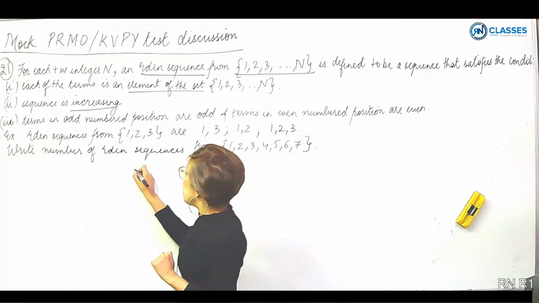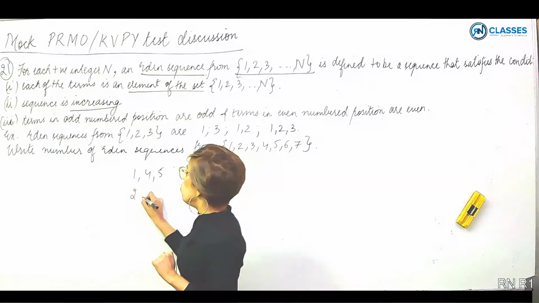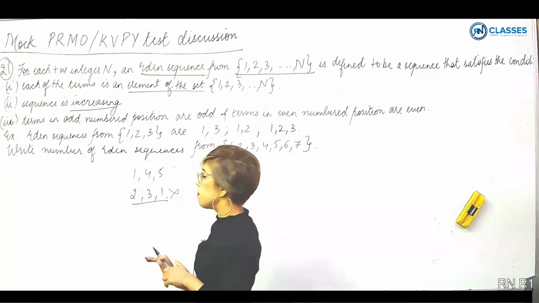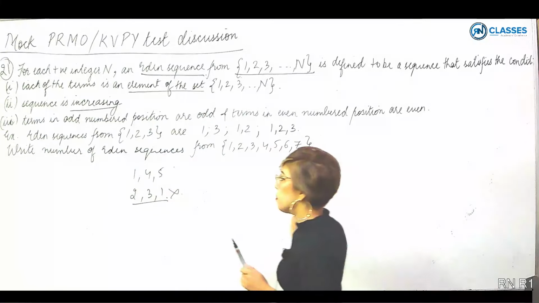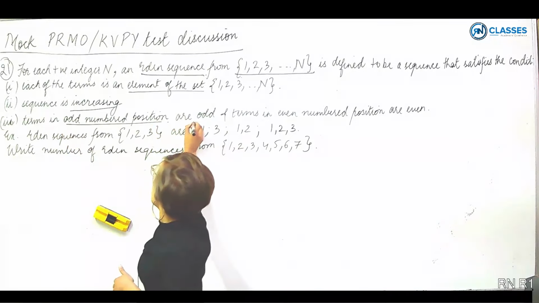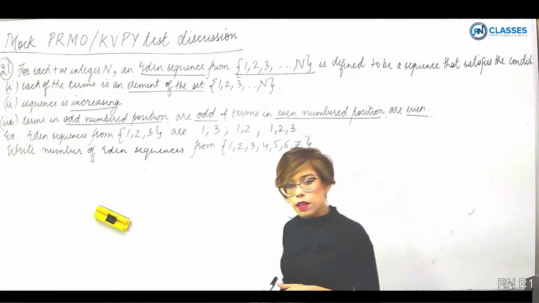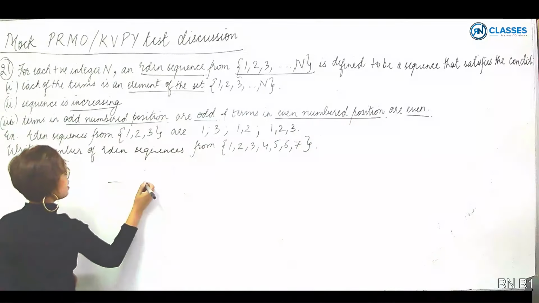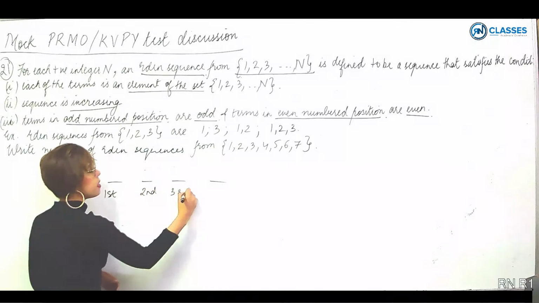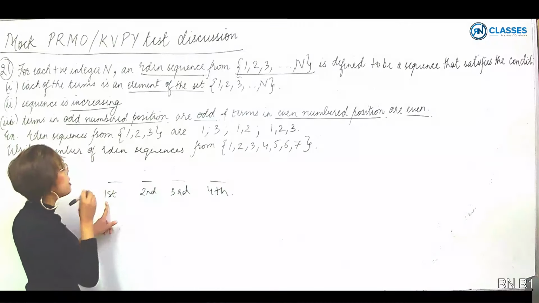So that means the sequence might be 1, 4, 5. But do you think the sequence can be 2, 3 and 1? No. In this case the sequence is not increasing. Right, okay, so we understand the meaning. Then also he says that terms in odd number position are odd and terms in even number position are even. Right? So any sequence, if I take any sequence, this is the first place, this is the second place, this is the third place, this is the fourth place. So first place, it's an odd number, right? So that means odd numbers would be there.